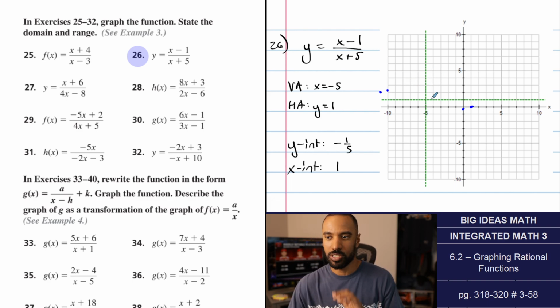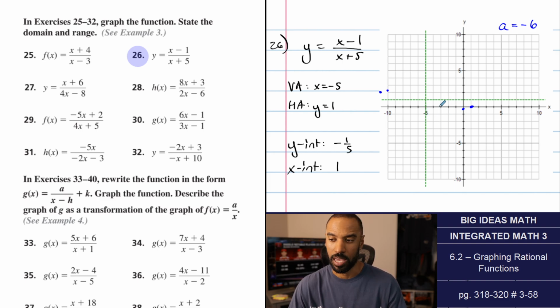So those are a couple points. But furthermore, it looks like my A value, if I'm going 6 to go down 1, my A value must be negative 6. Negative 6 divided by 6 is negative 1. A is negative 6. So I can figure out more points like that just by knowing the A value there.